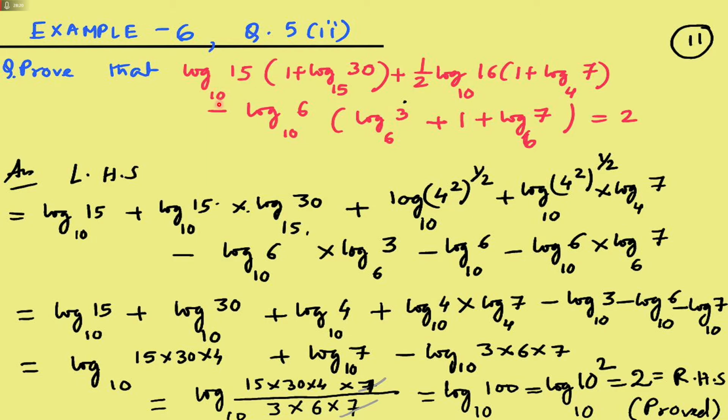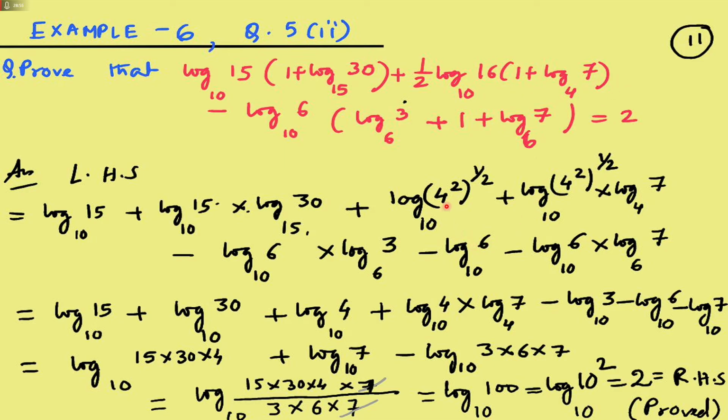Okay, what does it mean? Log 15 base 10 is in product form with this bracket, that means 1 plus log 30 base 15. So just opening this bracket we will have log 15 base 10 plus log 15 base 10 into log 30 base 15. Just considering this half as power of this 16, I am writing here log 16 means 4 square and this half will be to the power half, and also I am opening this product also.